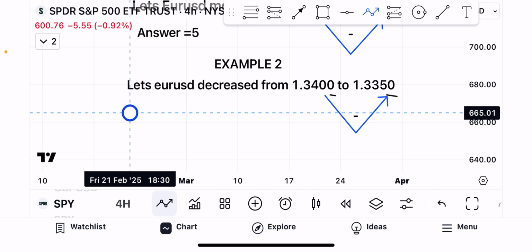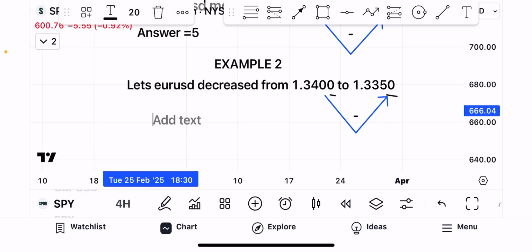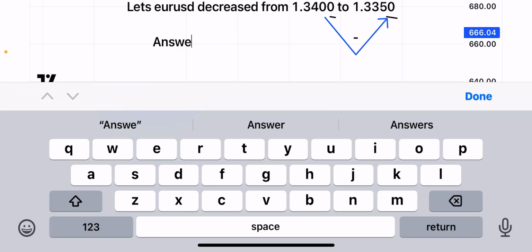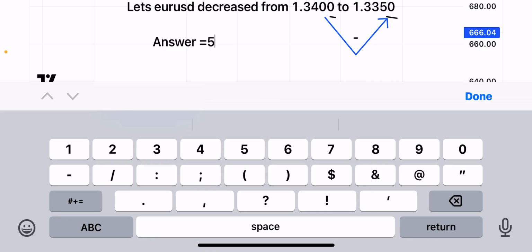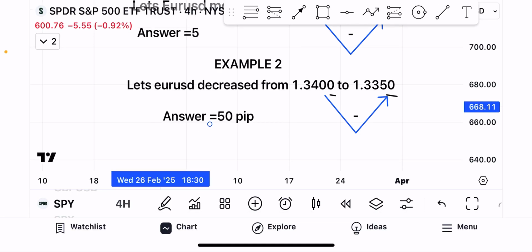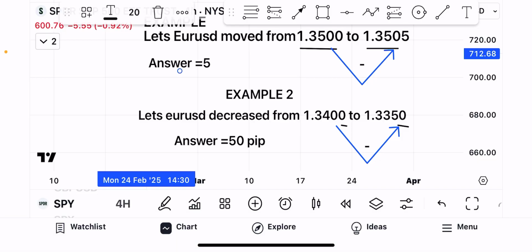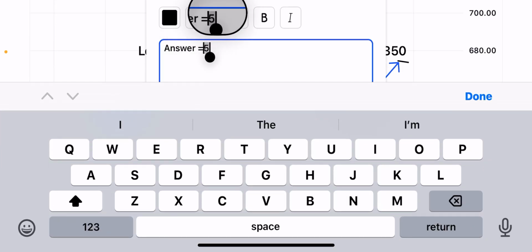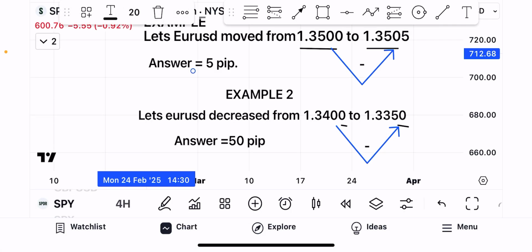So being the case, what is the answer for this? If you minus it now, what is the answer? The answer should be equal to 50. We decreased with 50 pips. This one should be 5 pips. Sorry for the mistake that I put there. So that should be 5 pips.